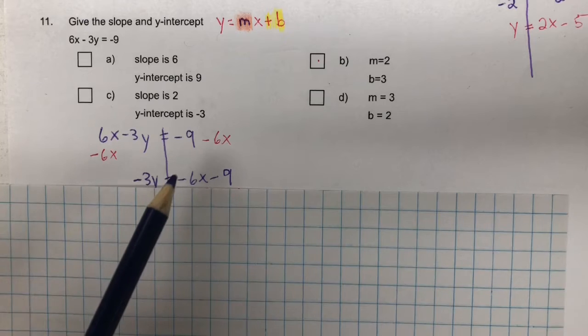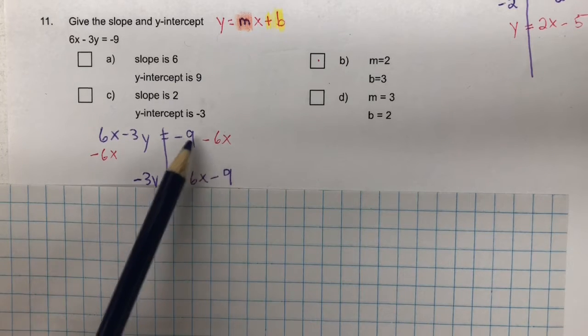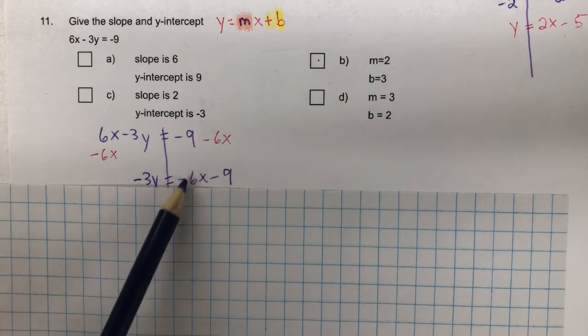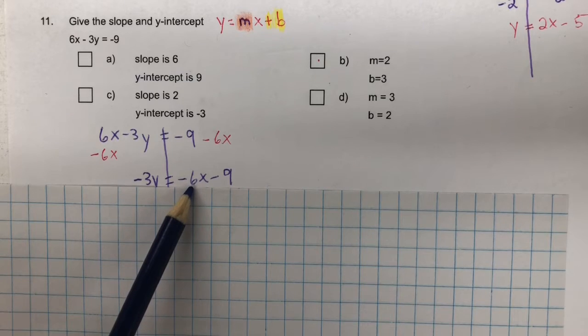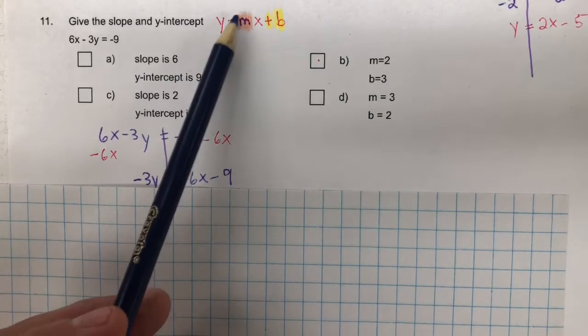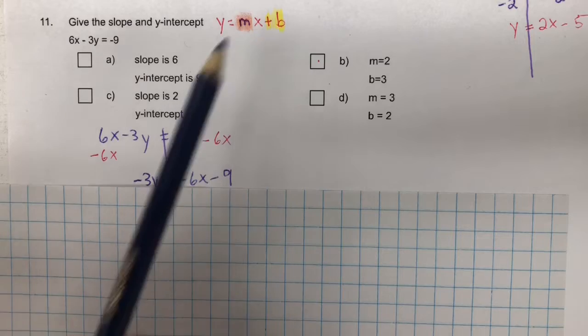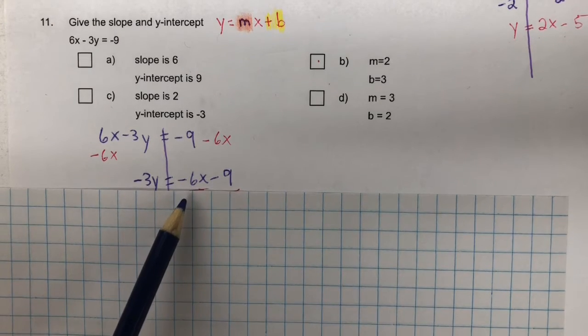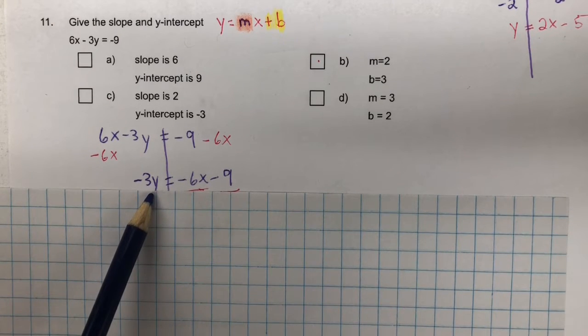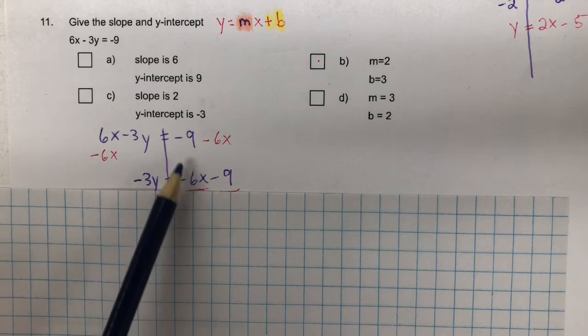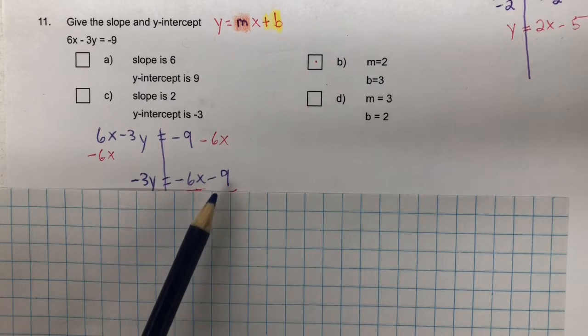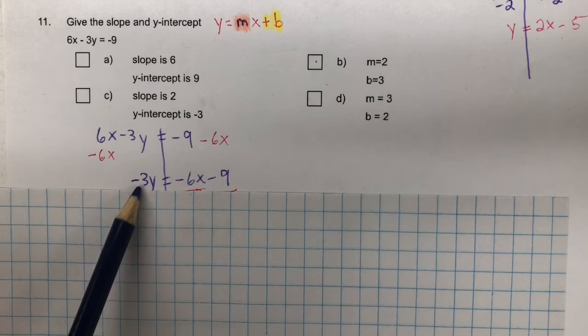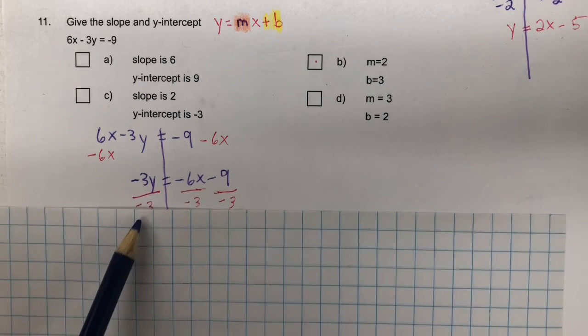And now I'm going to use the commutative property of addition to rearrange. I want the x term to be first because of the slope, y equals mx. So now it's starting to get into slope-intercept form. And I have negative 9, negative 9. Now I have this negative 3 multiplied by y. The inverse property of multiplication is division.